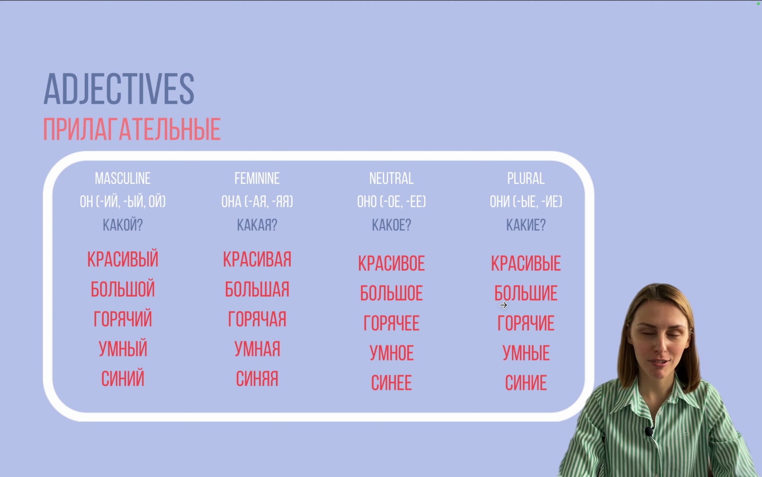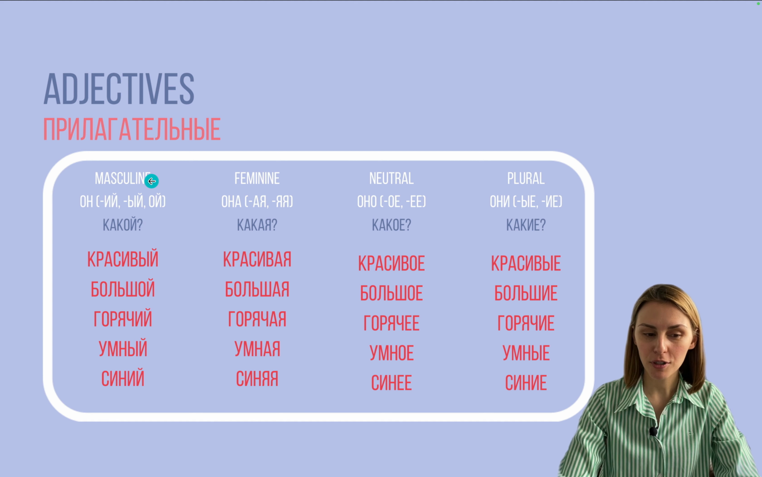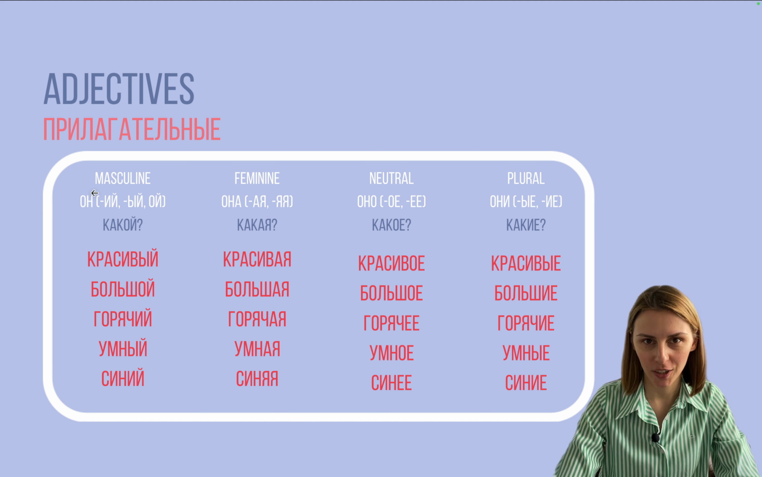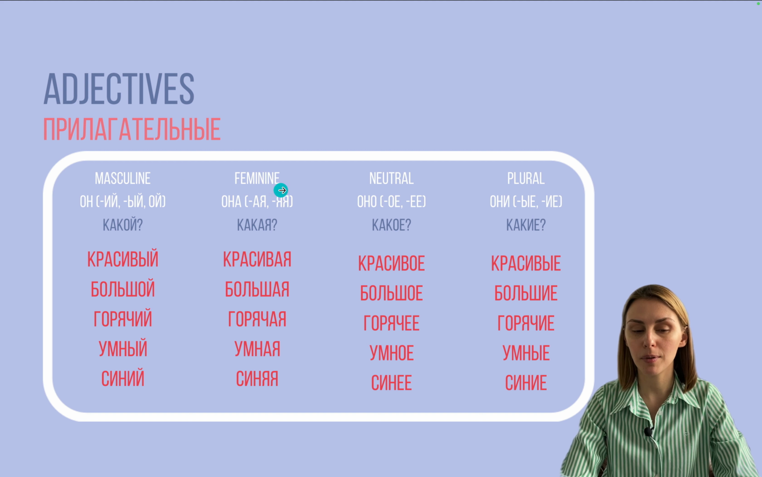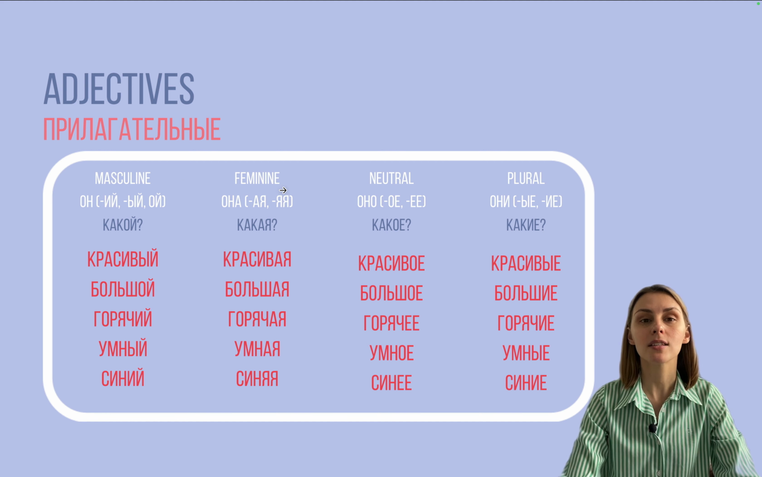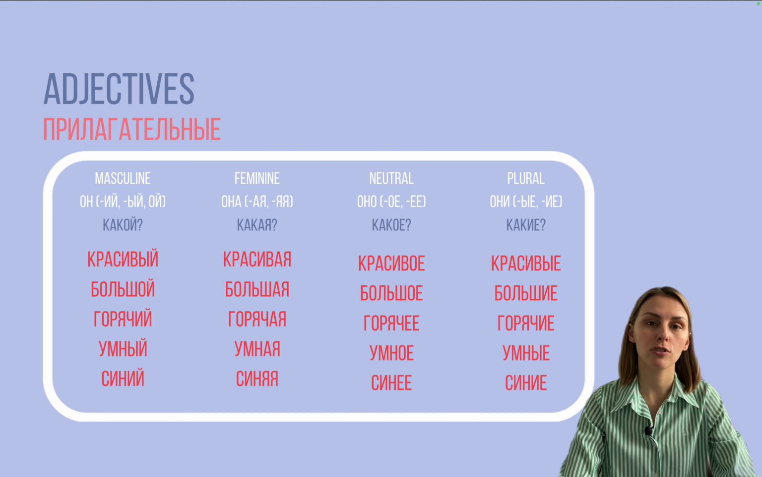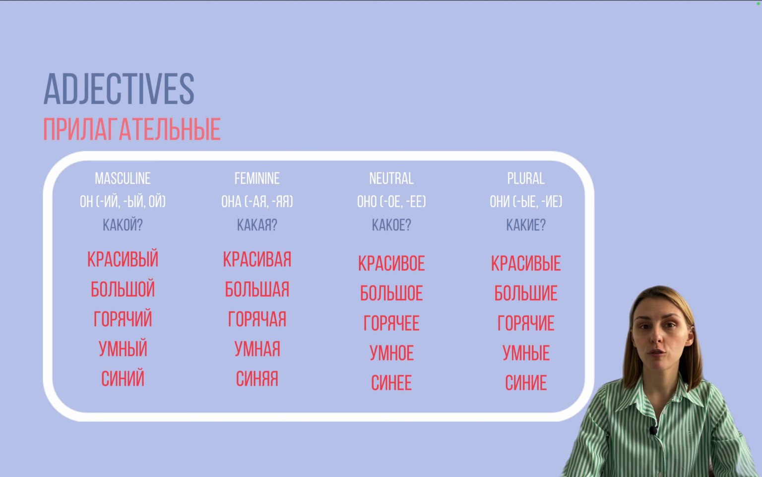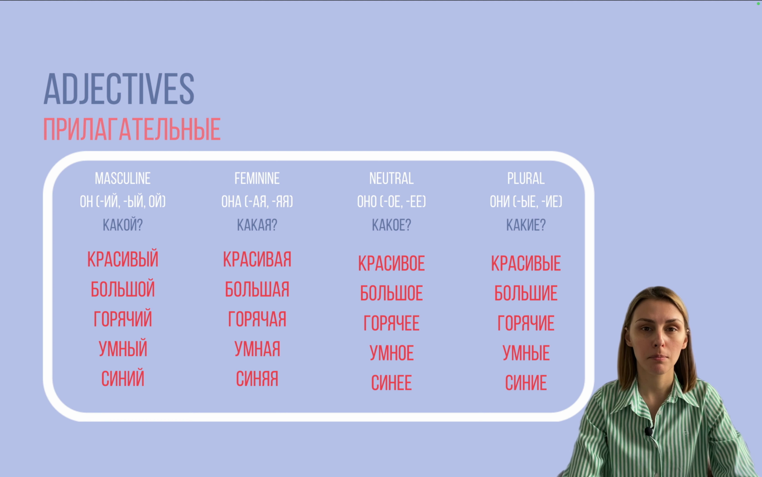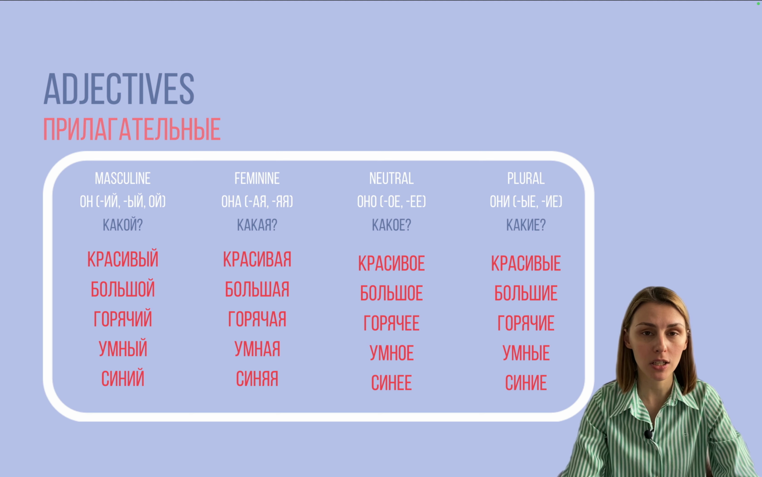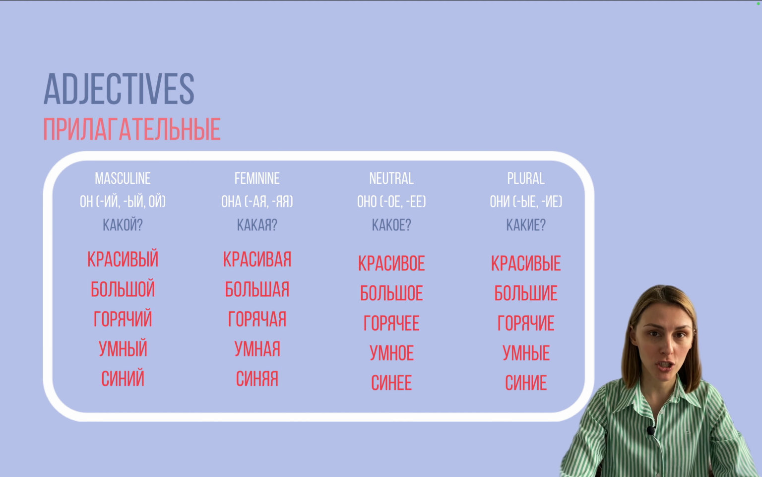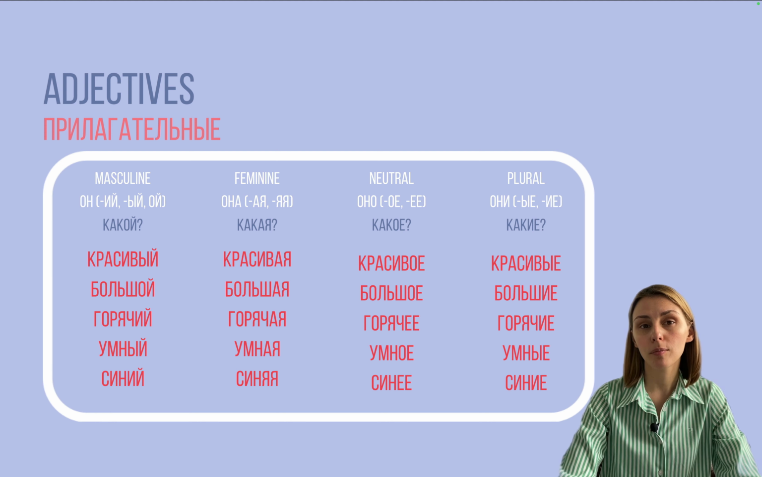Because Russian adjectives have different forms. First of all, it will depend on the gender. It can be masculine, feminine, or neutral, and it can also be plural. How do you decide if you use the masculine, feminine, or neutral adjective? This depends on the noun that you use your adjective together with. For example, if you describe a noun that is masculine, like кот, a cat, кот is masculine. Then if you add some adjectives to the word кот, they will be masculine.